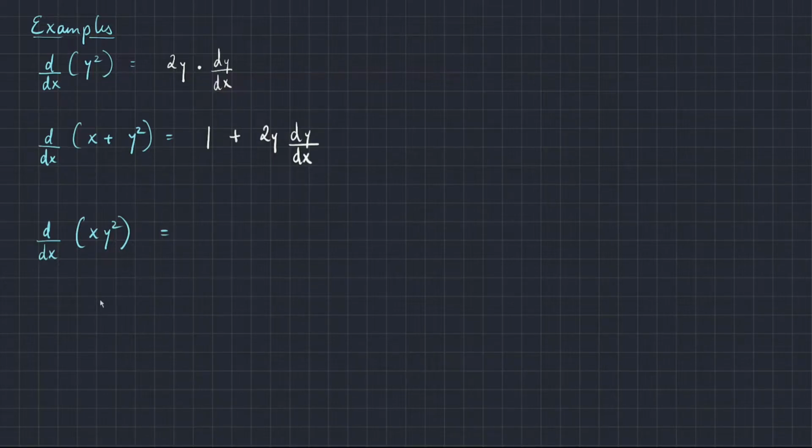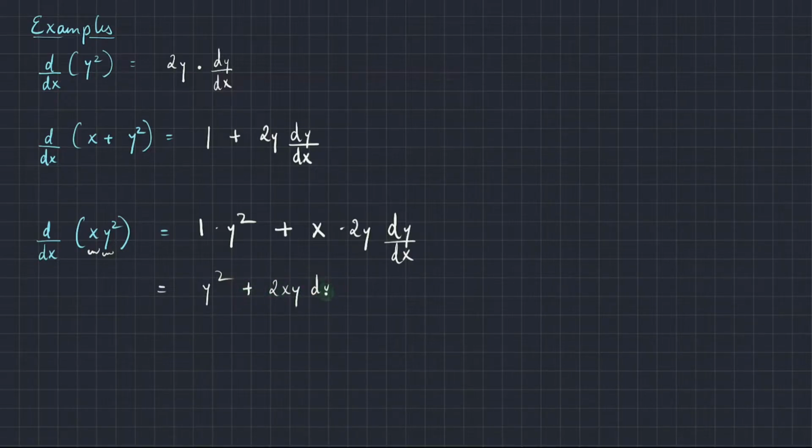In the next example, we have the product rule. Because we have two different functions, you can treat this as one function and this as another function. So d/dx of x times y squared is going to be the derivative of x, which is 1, times y squared, plus x times the derivative of y squared, which is 2y dy/dx. We can simplify this and just call it y squared plus 2xy dy/dx.